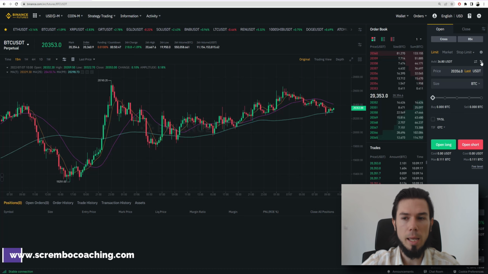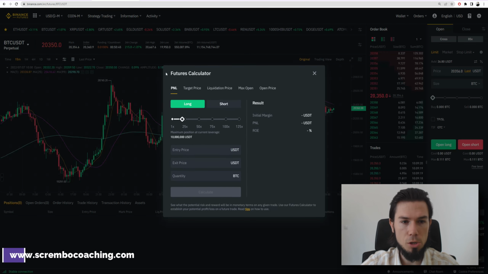So I'm going to click here on the calculator, and the futures calculator will open up, just like you can see. There's a couple of features, starting from P&L, which stands for profit and loss, target price, liquidation price, max open price. So there are 5 features of the calculator. I'm going to walk you through all of them and share with you more information.